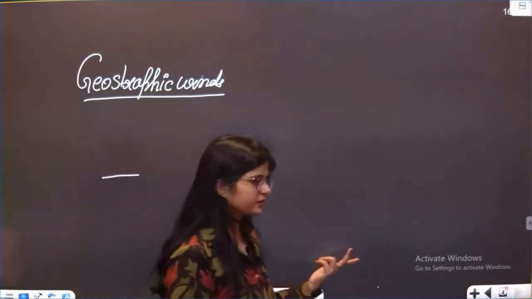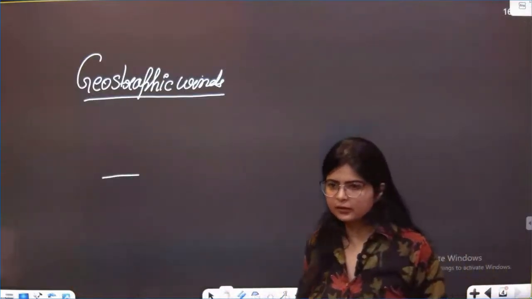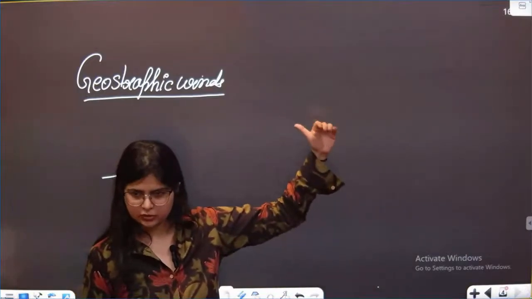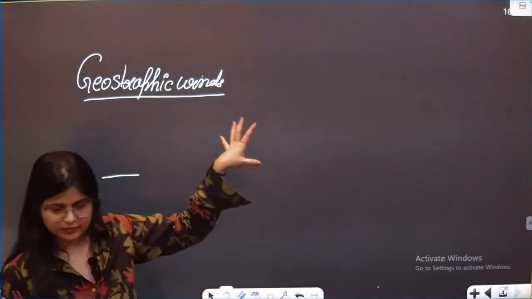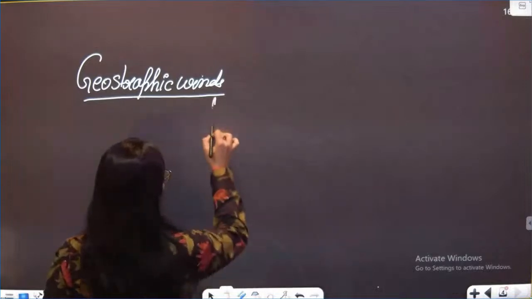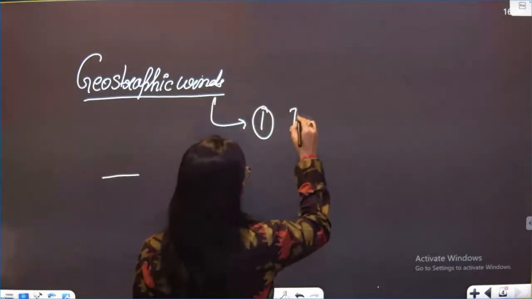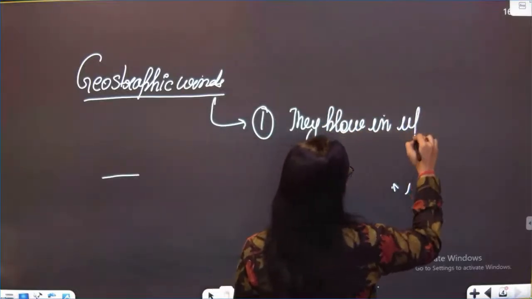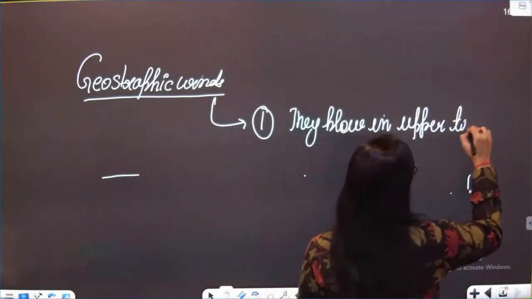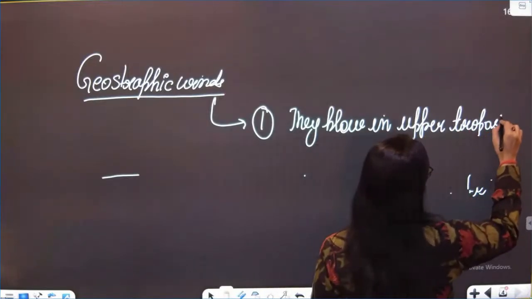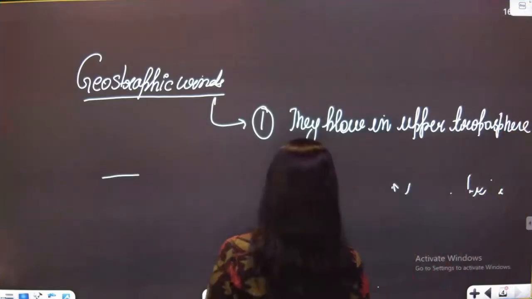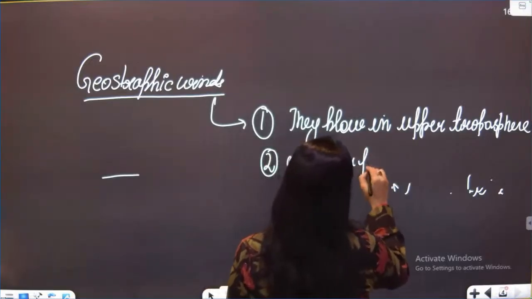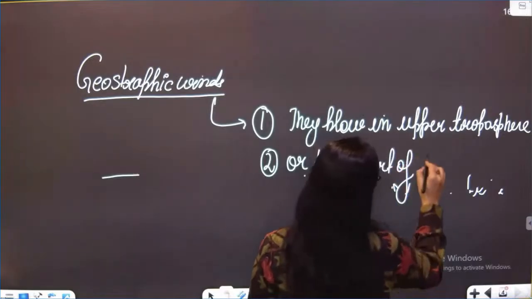What are these geostrophic winds? These geostrophic winds are moving in the upper atmosphere. They always move in the upper atmosphere. When I talk about these geostrophic winds, the first thing you have to understand is that they blow in the upper troposphere, upper part of the troposphere, or the lower part of the stratosphere.